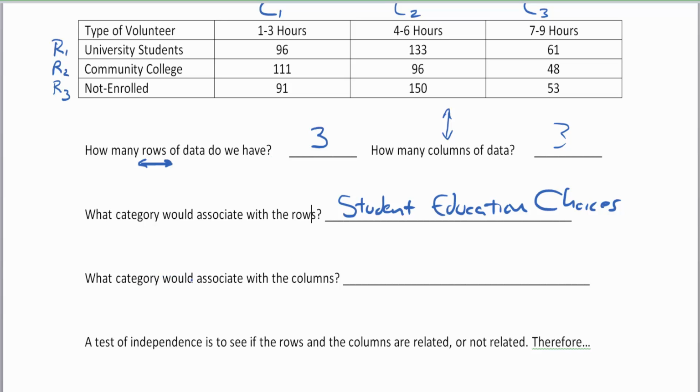Now, what category would we associate with these columns? The 1 to 3, the 4 to 6, the 7 to 9. That would be the number of volunteer hours each student is doing per month. Okay, now it's important to get these set up because we're going to need that for the test of independence.